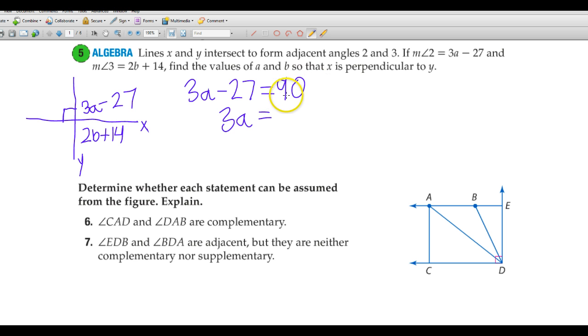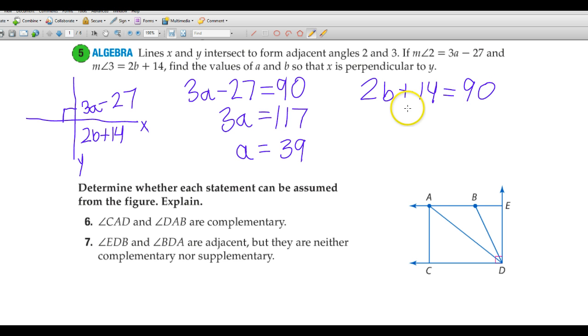So if we add 27, we'd get 117. And if we divide by 3, we would get 39. Then do the same thing for B, so set it equal to 90. And subtract 14. And divide by 2. So B is 38.